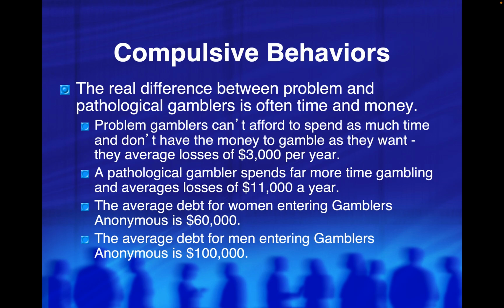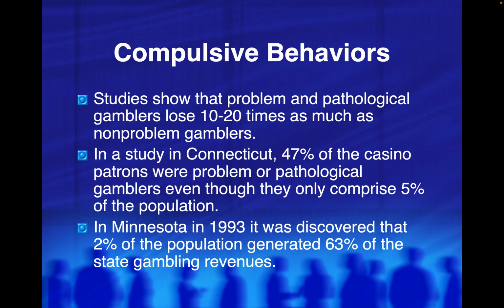The individual that shot up Las Vegas and killed however many people he killed, he was a chronic, pathological gambler. Studies show that problem and pathological gamblers lose 10 to 20 times as much as non-problem gamblers. In a study in Connecticut, 47% of the casino patrons were problem or pathological gamblers, even though they only comprise 5% of the population.